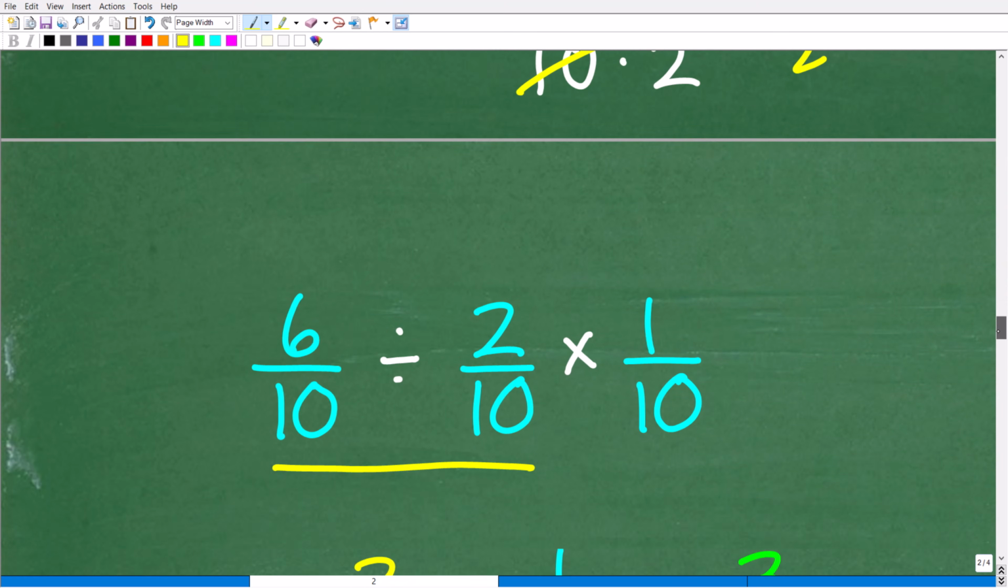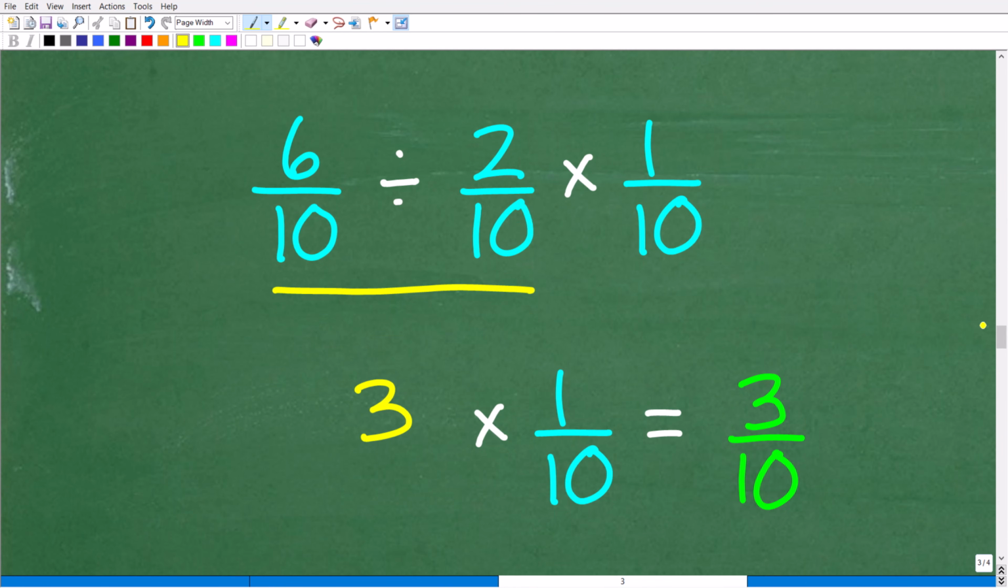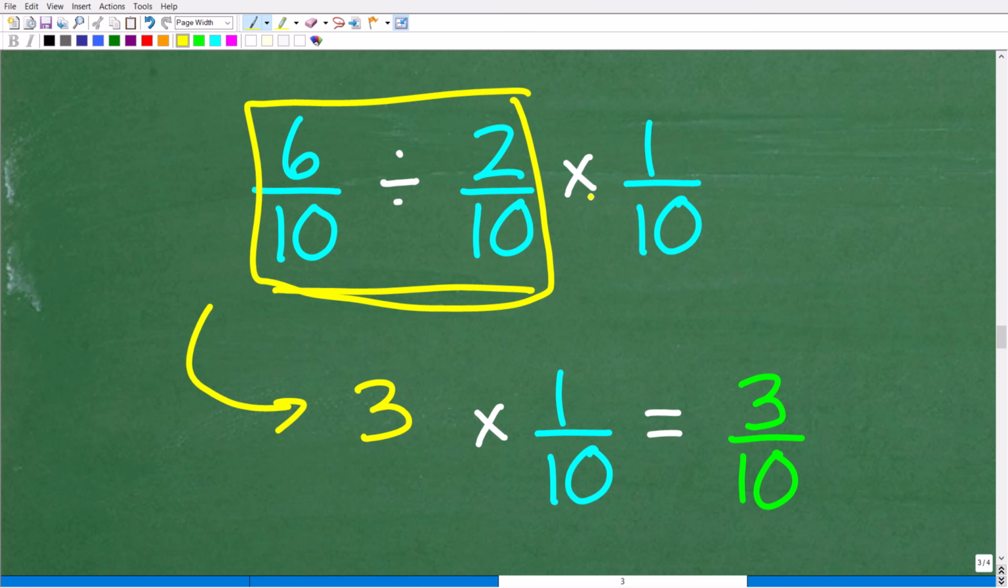Let's go ahead and finish this up. All right, so 6 tenths divided by 2 tenths, we figured that out. That is 3. And so all we need to do now is take that 3 and multiply it by 1/10. So 3 times 1/10, you're like, hey, where's the denominator? Well, we can always put that over 1. So 3 over 1 times 1 over 10. We're going to multiply the respective numerators and denominators. So 3 times 1 is 3. 1 times 10 is 10. We cannot simplify this fraction. It's fully reduced, so the answer is 3/10.